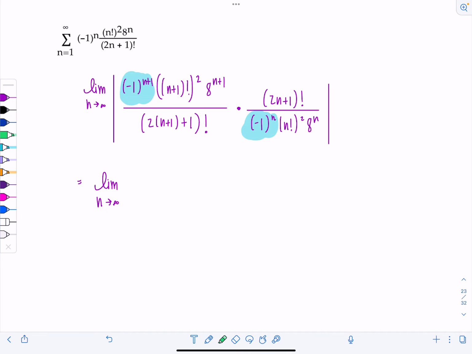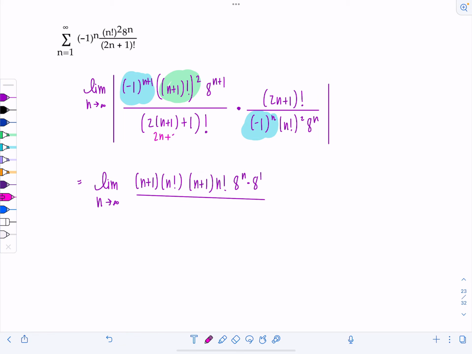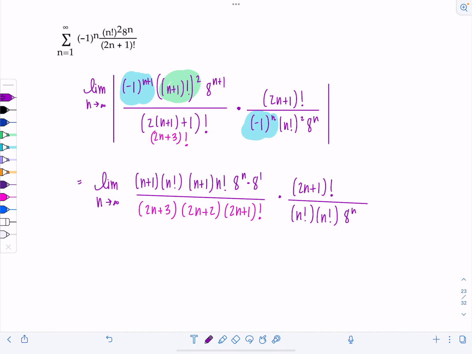Again, I have (n+1) factorial squared, so I'm going to break it up like I did in the last problem. That's (n+1) times n factorial, times (n+1) times n factorial. Now 8^(n+1) is 8^n times 8 to the first. And then this down here is 2n plus 2 plus 1, so it's (2n+3) factorial. So that's (2n+3)(2n+2)(2n+1) factorial. I stopped there because I already could see there's a (2n+1) factorial, so now it'll cancel. And then here's n factorial, and 8^n.